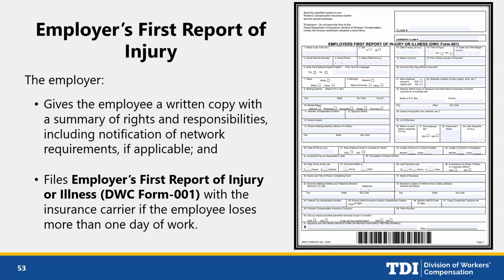So a written copy of the rights and responsibilities, and if it's part of a network, you need to let the employee know there, and you need to file the first report of injury, which is the DWC Form 001, with the insurance carrier if the employee loses more than 1 day of work. So that's a reportable injury. So don't hesitate to file there. The faster it's filed, the faster the carrier can begin their investigation into course and scope and the exceptions to the liabilities and all the things the carrier does. And most importantly, initiate benefits for your injured employee.